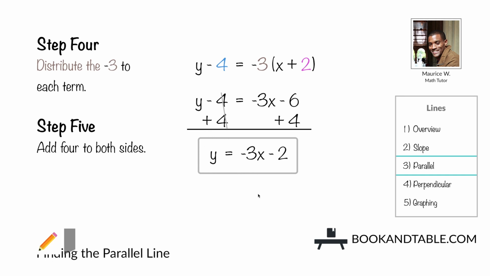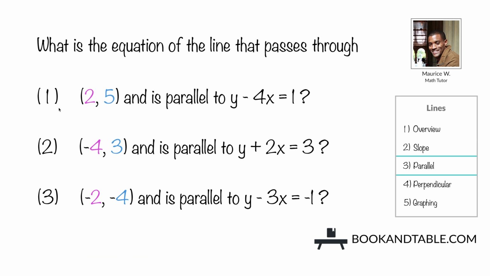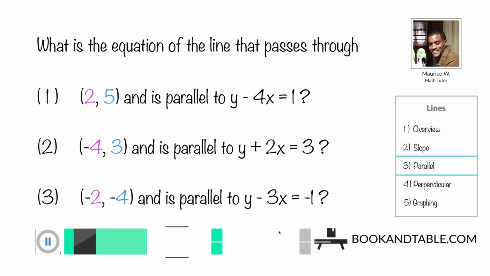Let's have you try a few practice questions. Question number 1. What is the equation of the line that passes through 2, 5 and is parallel to y minus 4x is equal to 1? Question number 2. What is the equation of the line that passes through -4, 3 and is parallel to y plus 2x is equal to 3? And question number 3. What is the equation of the line that passes through -2, -4 and is parallel to y minus 3x is equal to -1? Pause the video, answer these questions, and then press play when you are ready to begin.